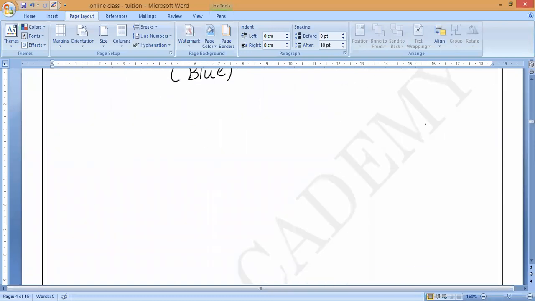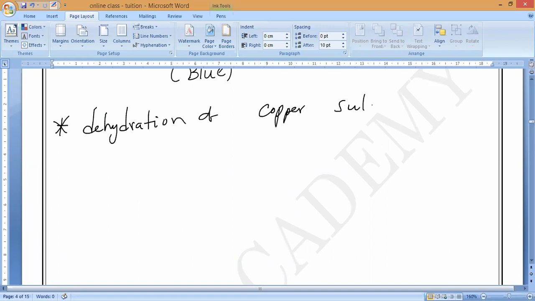Now let us see the reverse. If you reverse it, the dehydration of copper sulfate crystals is a reversible process. So again you can add water to it. What will happen? Anybody can say? Dehydrated means water is removed. Understand, guys? Dehydration of copper sulfate crystals is a reversible process.